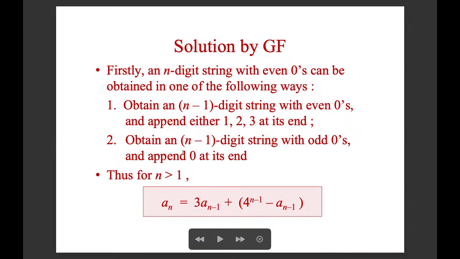The other case will be, we have an n minus 1 digit quaternary string with an odd number of zeros, and then it is followed by a 0 at the end. So in that case, we will have an even number of zeros in total. How many ways are there? The last digit, there is no choice. There's just one choice. And for the previous n minus 1 digits, we have altogether 4 to the power n minus 1 minus an minus 1 choices. So this is like this.